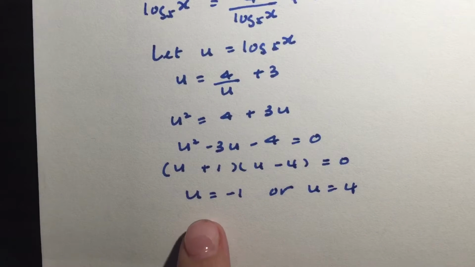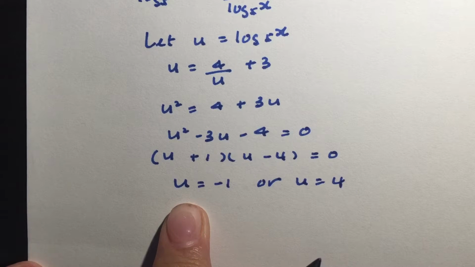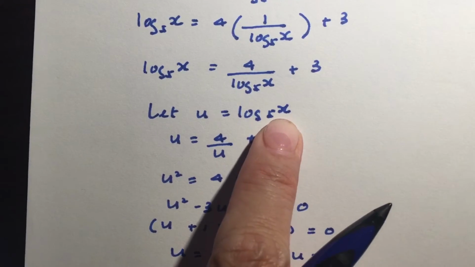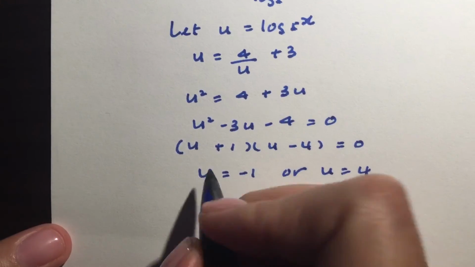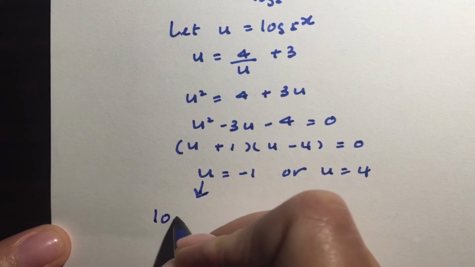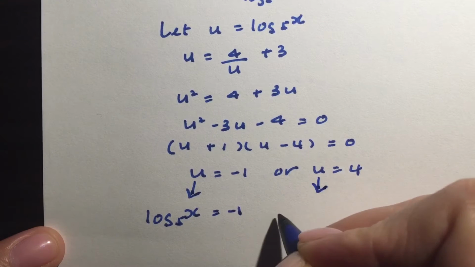Alright, so don't forget, we are using u to make our calculations easier. We did not start off with u. We started off with x. So you have to replace this back. Okay, so log x to the base 5 was u. So now we are changing this back to log x to the base 5. And same for this.